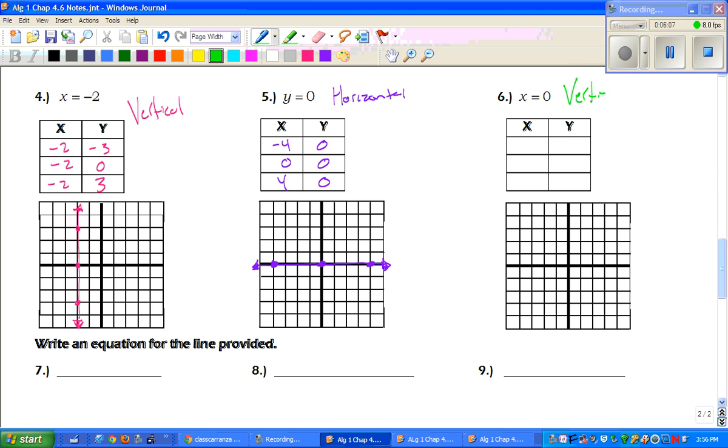And the same thing with number 6, x = 0. That's a vertical line. Pick a negative, 0, and a positive. Draw your lines. My lines are going to come up really good because I'm using this neon color right here. And there you go.